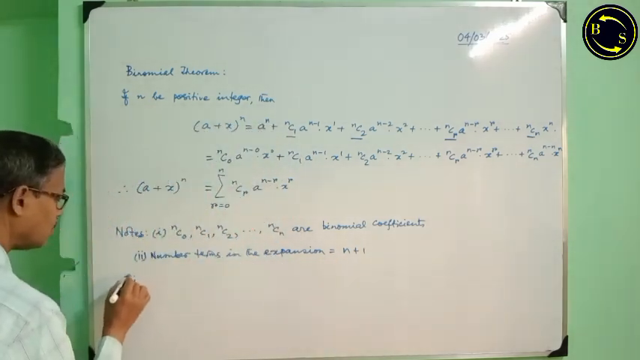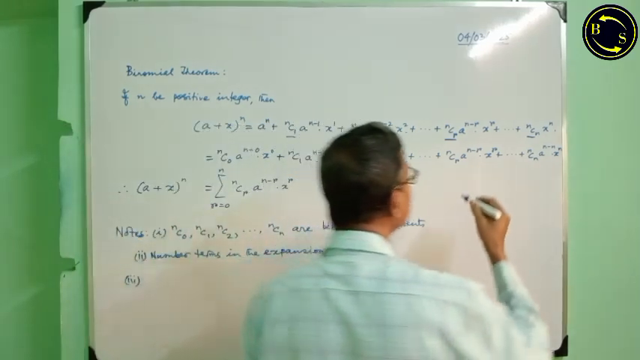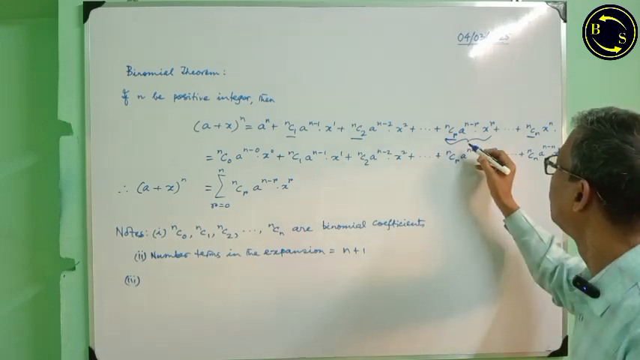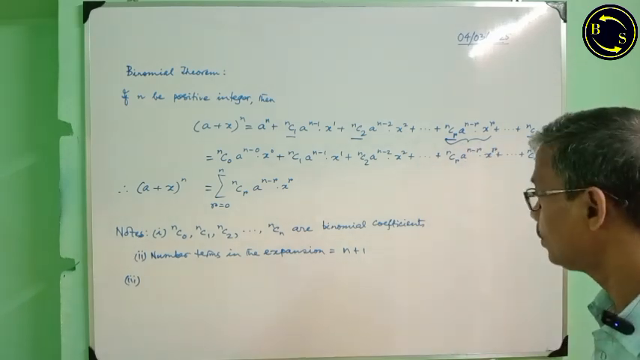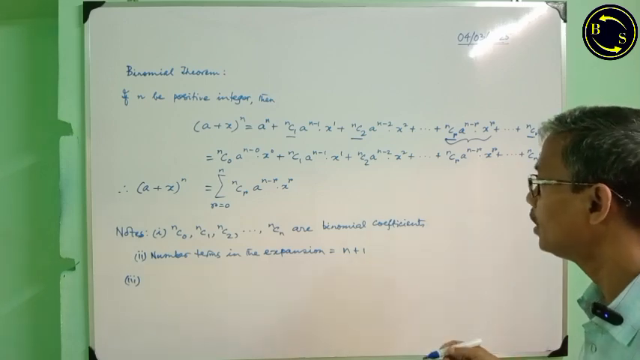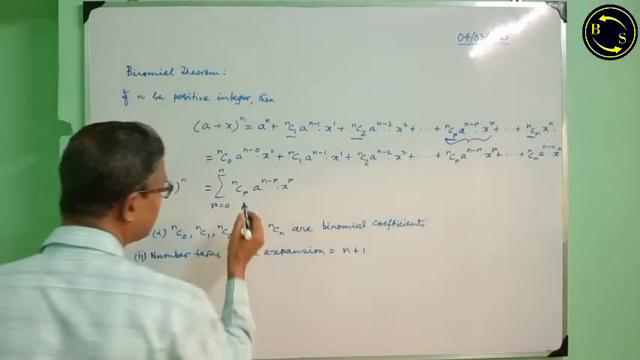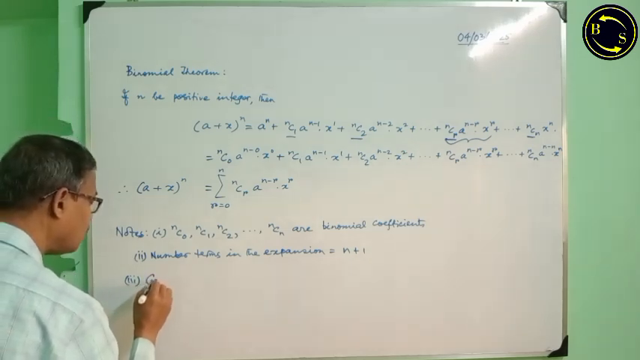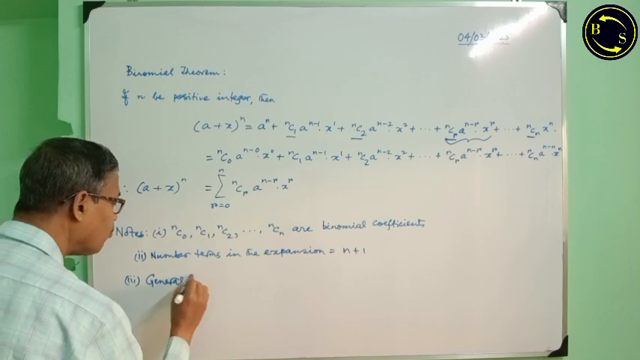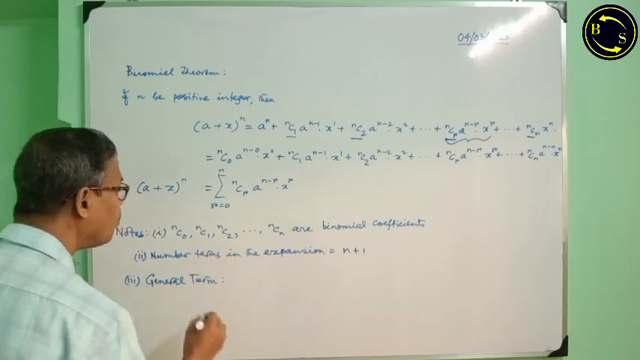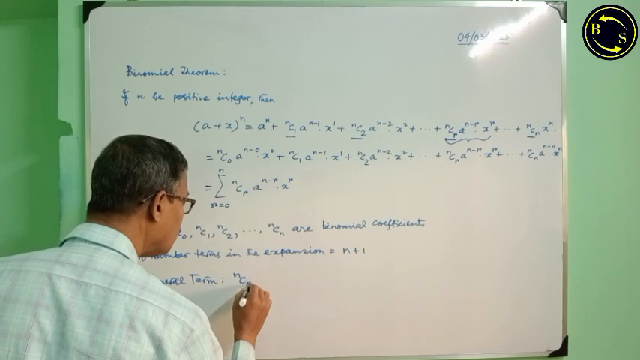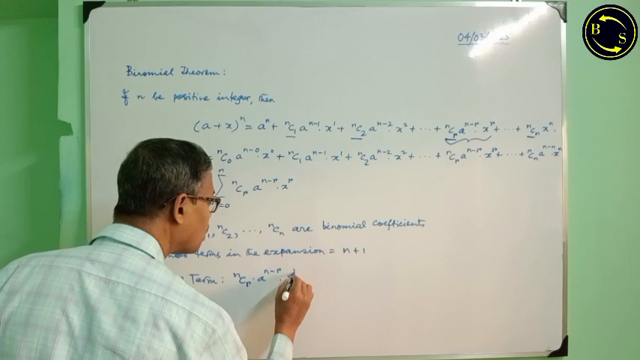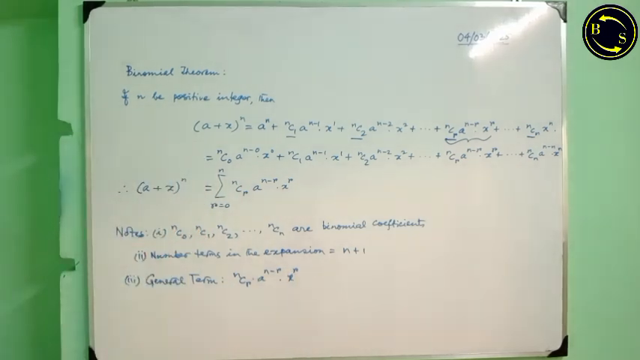Next, note this term. This term is called general term. Actually, this is r plus 1th term. Here I have used that, ncr into a to the power n minus r into x to the power r. This is called general term.